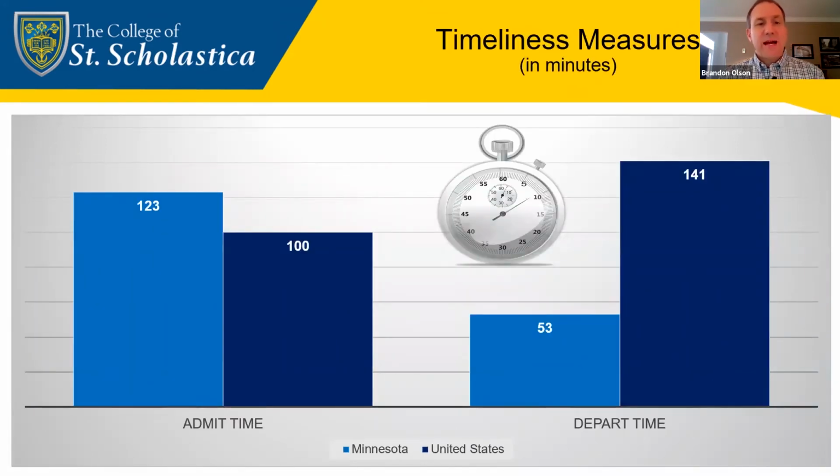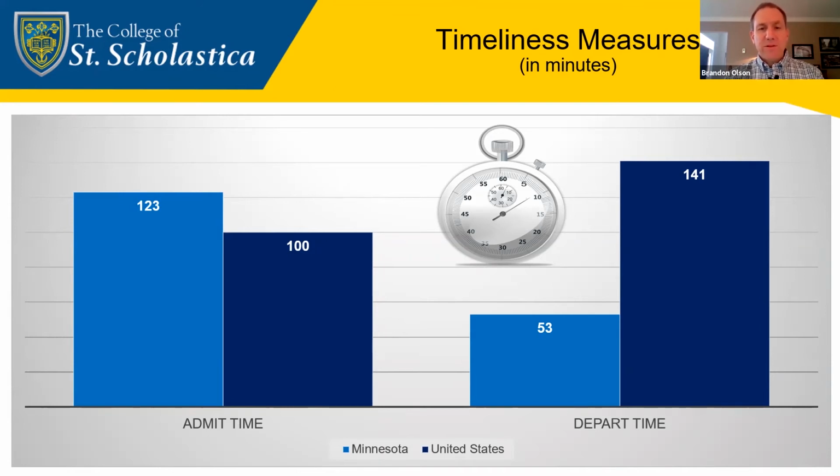All right, so now the timeliness measure. When we take a look at this, we have two measures that we're focusing in on here. First is the admit time. So this is going to be the average time in minutes that a patient spends in the emergency room after the doctor has decided to admit them, but before they actually leave for their room. So in Minnesota, it takes about 2 hours between when the doctor decides to admit them and when they actually make it to their room, compared to the United States average, which is 100 minutes.